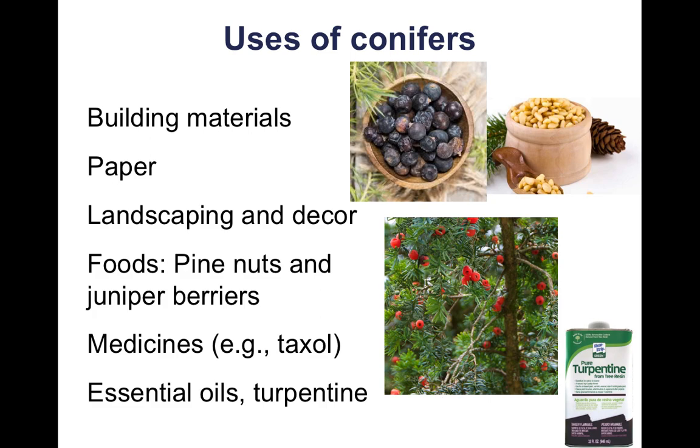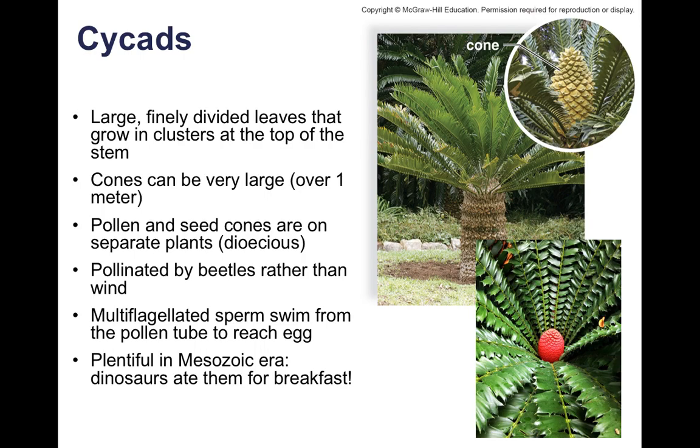Finally, conifers are also important to isolate different types of resins and oils, so different types of oils like pine oil. Turpentine is also made from a resin of a conifer.